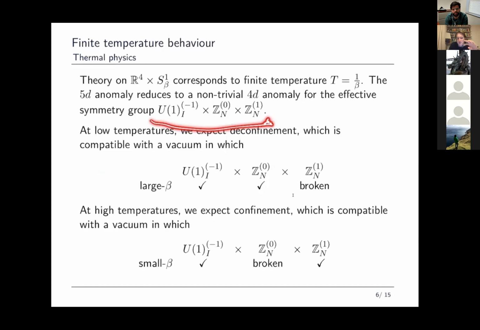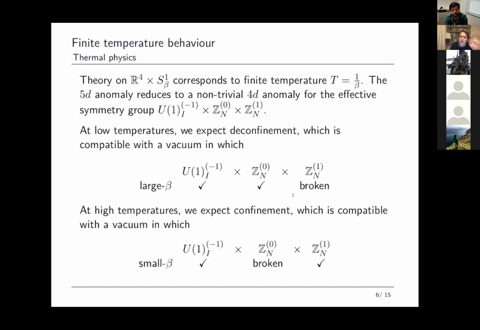U(1)^(-1) times Zn^(0) times Zn^(1), where the first factor corresponds to the periodicity of the axion that comes about from the reduction of the background gauge field. And the next two factors Zn correspond to possible positions of the Wilson lines charged under Zn. Either they can be placed along the reduction circle, so they correspond to local operators charged under Zn^(0) in 4 dimensions, or they can just live on the R4 factor and they remain lines.